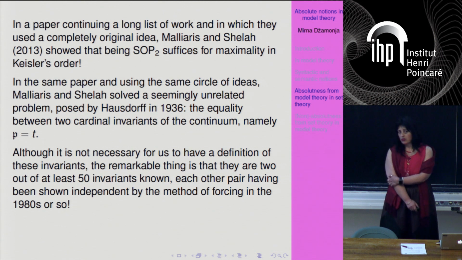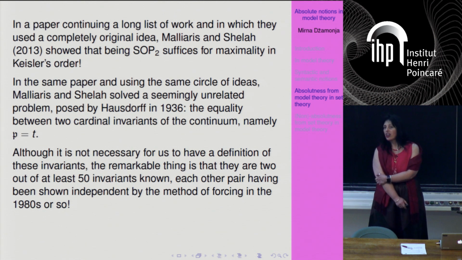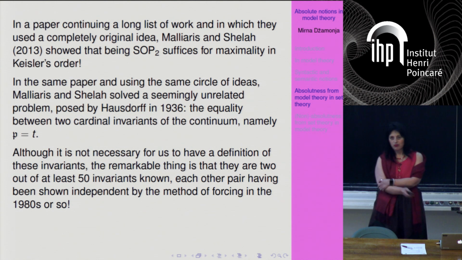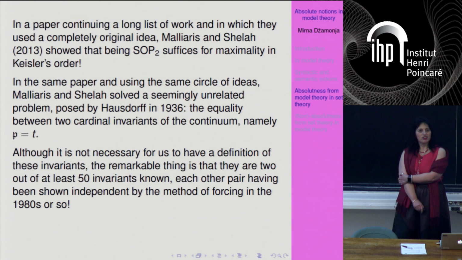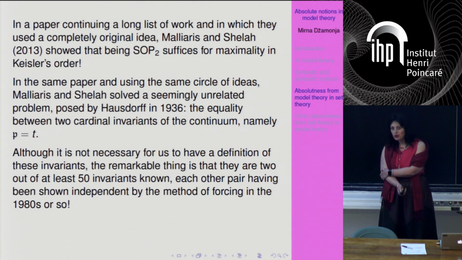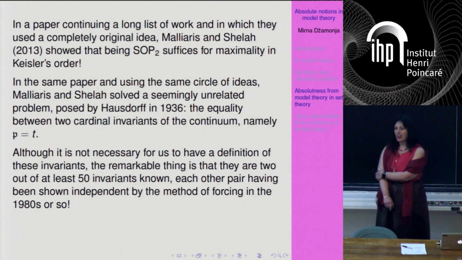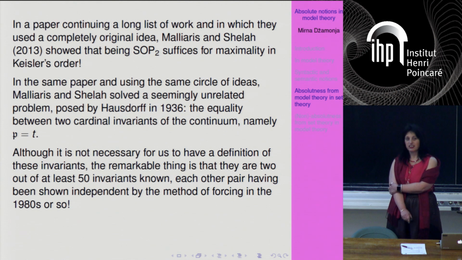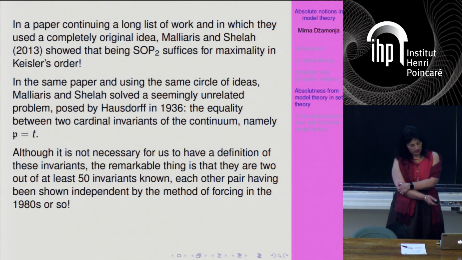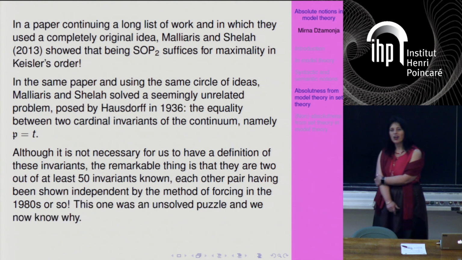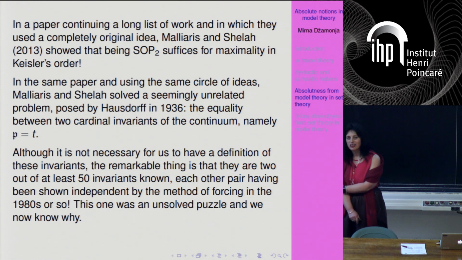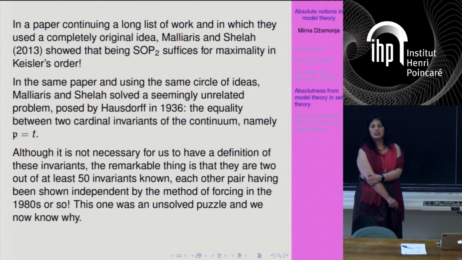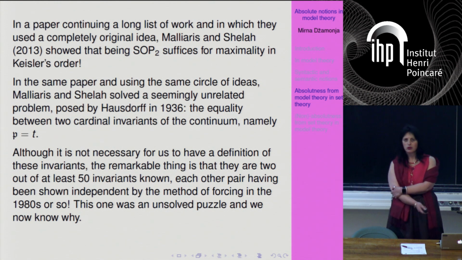And although we do not necessarily need to know what these invariants are, let me say that there is a list of at least 50 different cardinal invariants of the continuum that we know, and each two of them, apart from these two, were shown to be independent of each other by forcing methods in the 80s or so. And this one was a puzzle, and we now know why it was a puzzle, because it actually is not an independent inequality, it's an absolute statement. So you see here that model theory brought absoluteness to set theory.